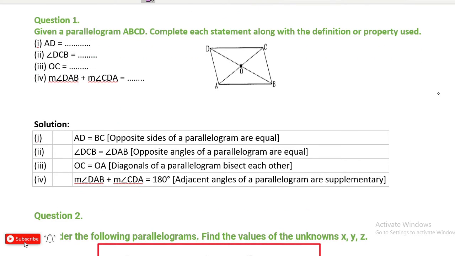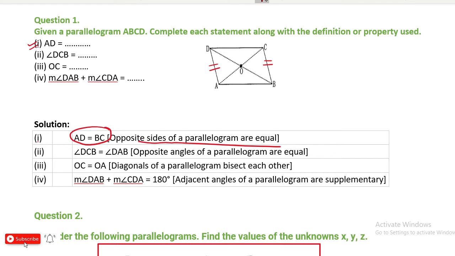First, AD is equal to what? AD will be equal to, here this line AD will be equal to what? BC. Why? Because in the parallelogram opposite sides are equal to each other. Okay, so we can write here AD is equal to BC, and why? Because opposite sides of a parallelogram are equal.